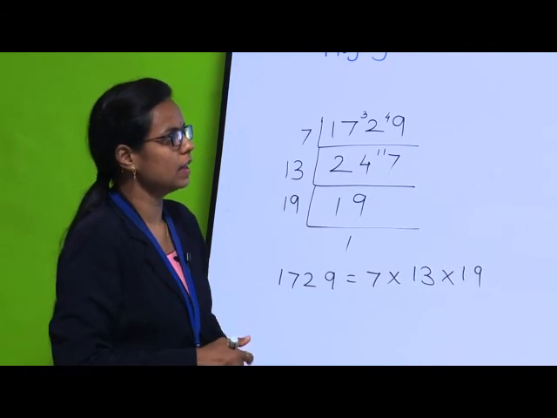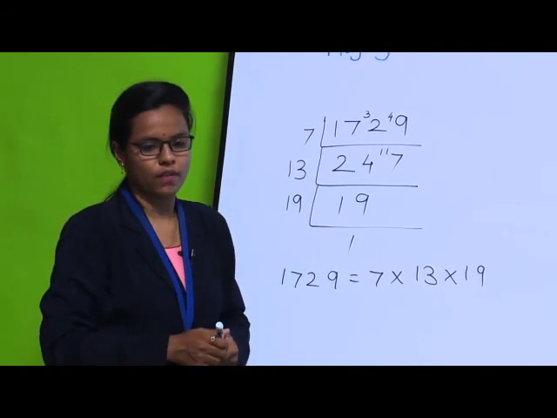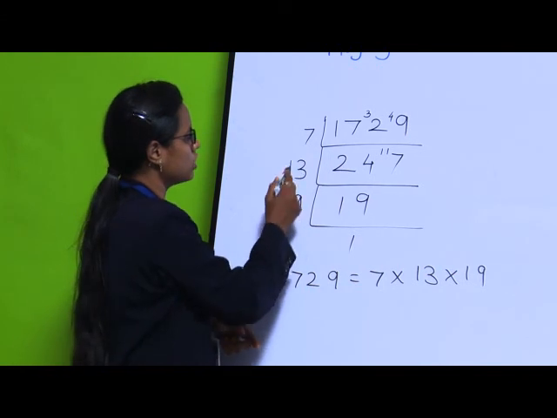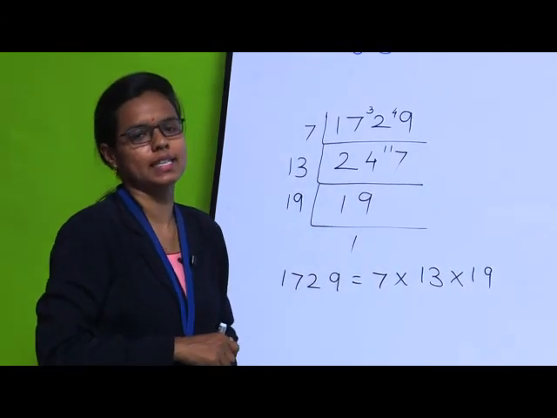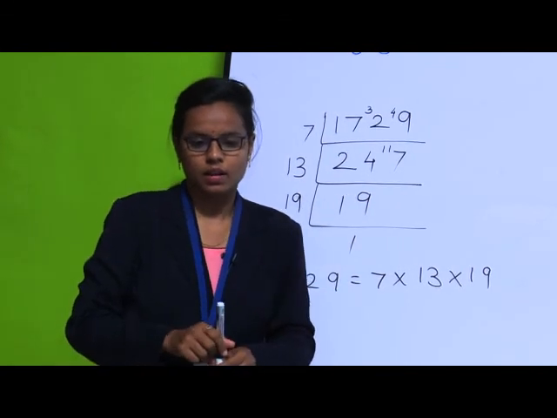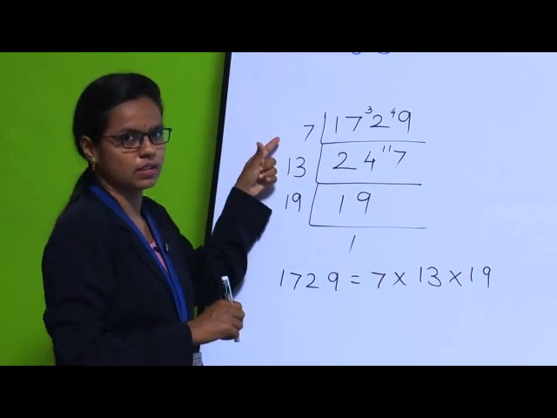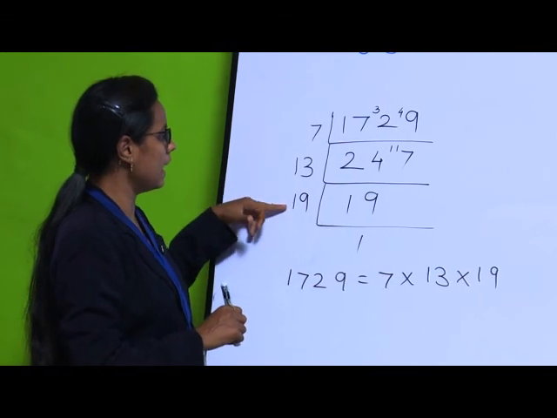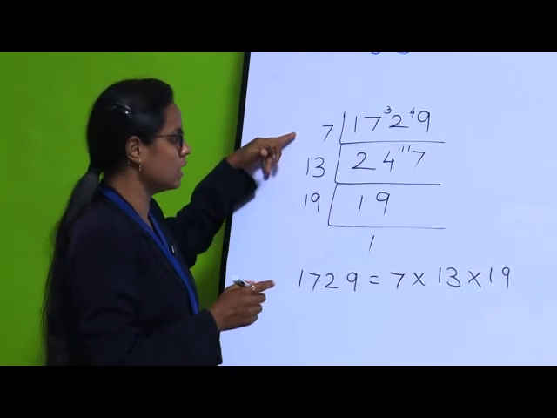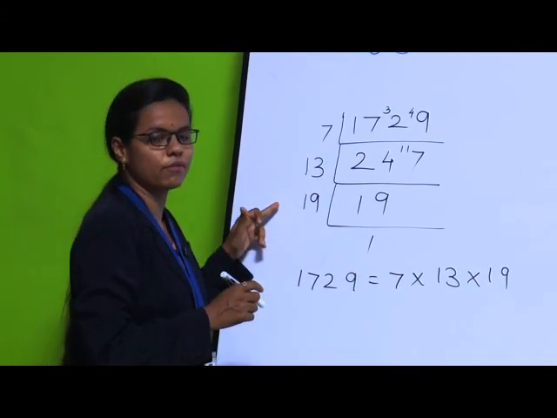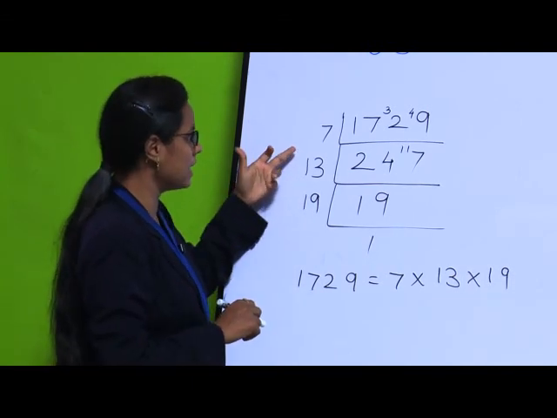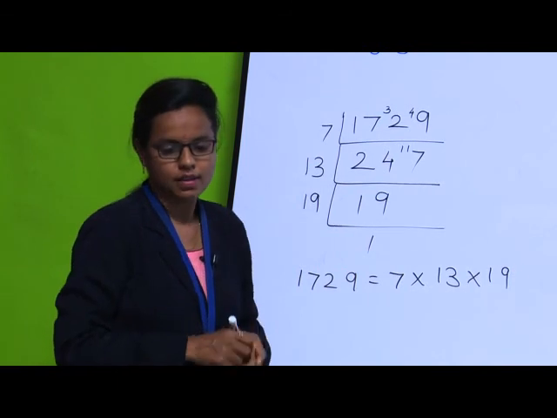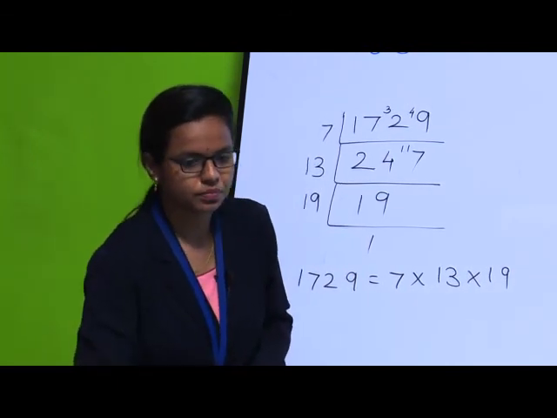In the question, it is also asked, state the difference between any two consecutive prime factors. The difference between two consecutive prime factors is always 6. Between 13 and 7 and 19 and 13, these are the consecutive prime factors, and the difference between these prime factors is 6, as we have solved. Let us see the next example.